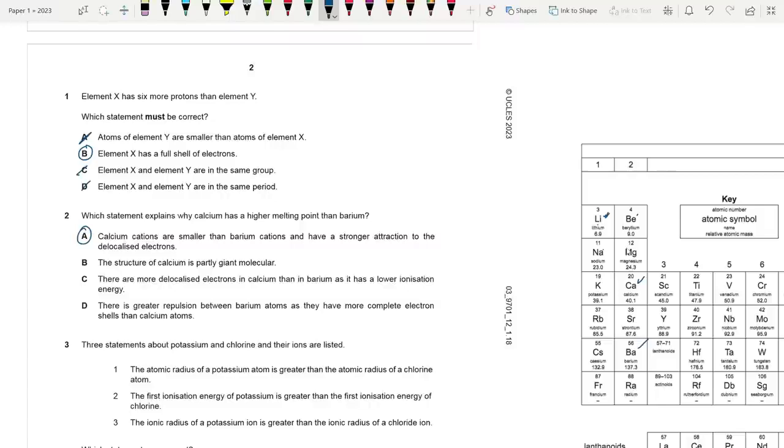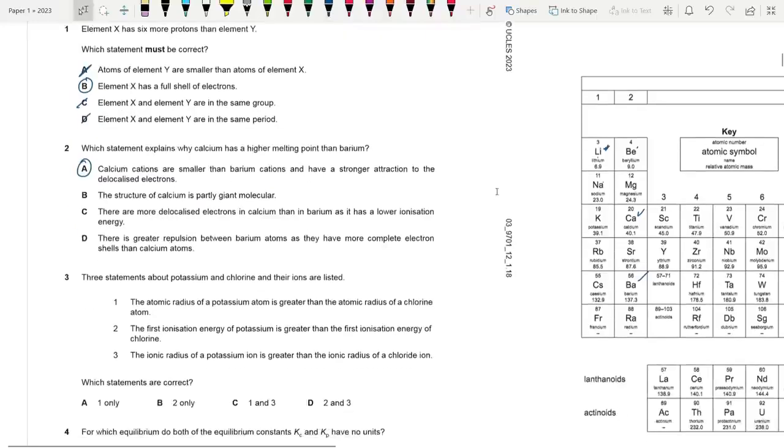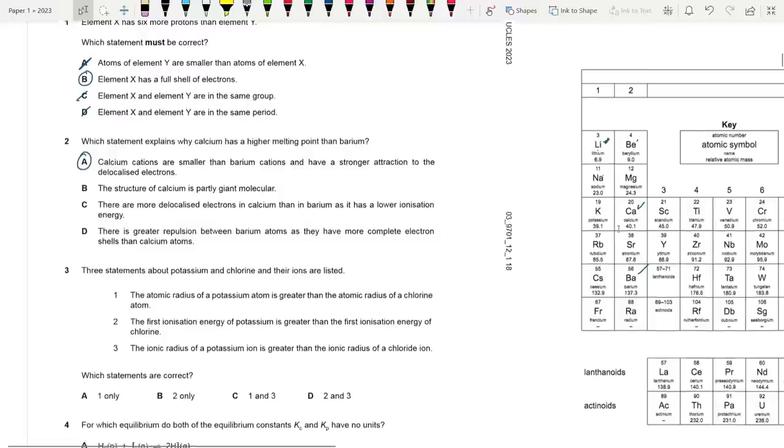Calcium cations are smaller than barium cations, right? So it has more charge density. It has the same charge but smaller size, so greater charge density. As a result, it has stronger attraction for the delocalized electrons.